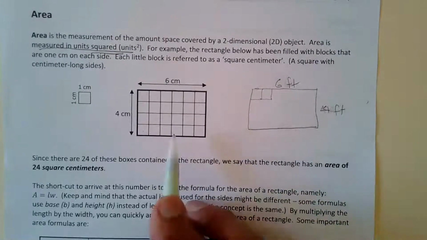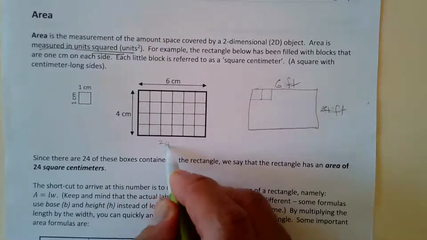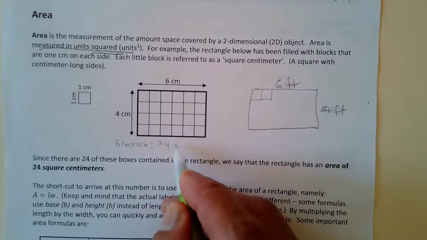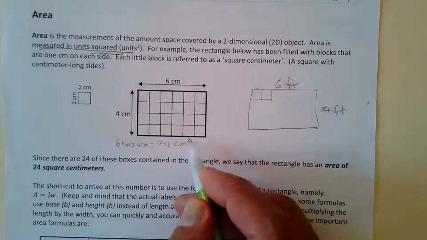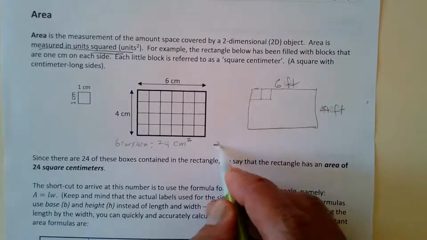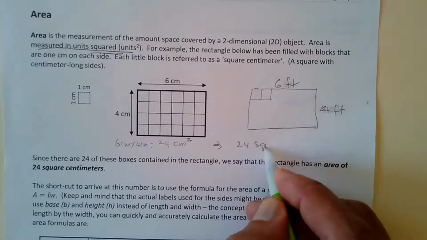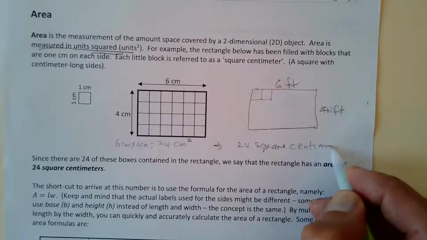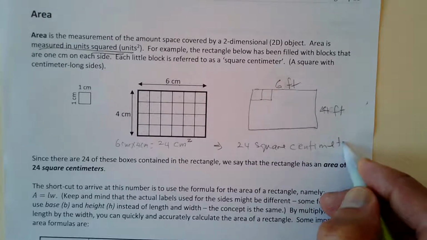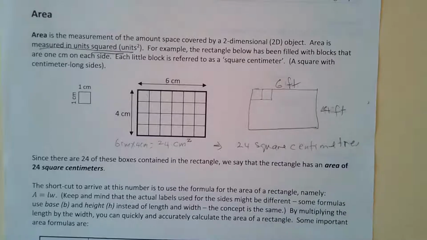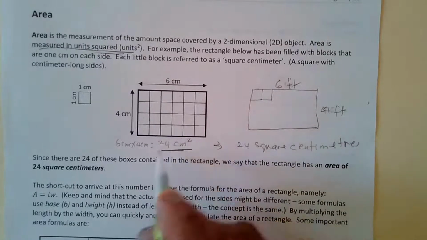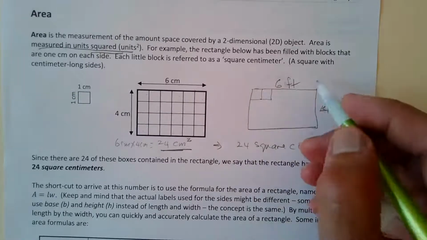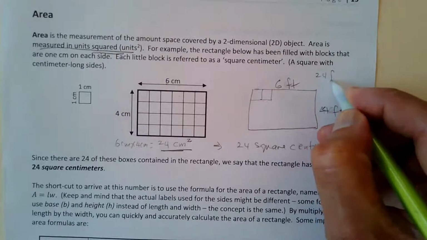We would say this area is 24, 6 centimeters multiplied by 4 centimeters, to the power of 2. That's how you write it. Or you can record it as 24 square centimeters. This is the standard way of writing it, 24 centimeters squared, or it could be meters squared. In this case, it would be 24 square feet.